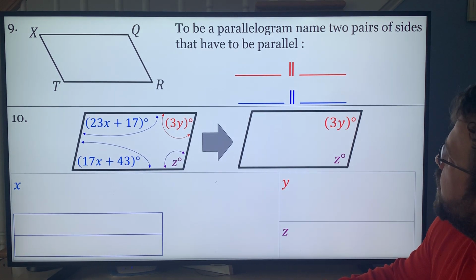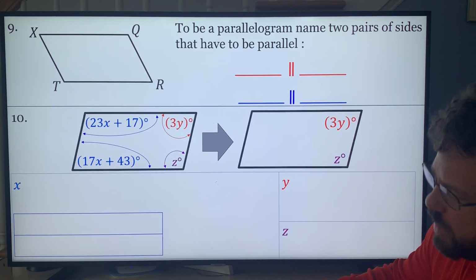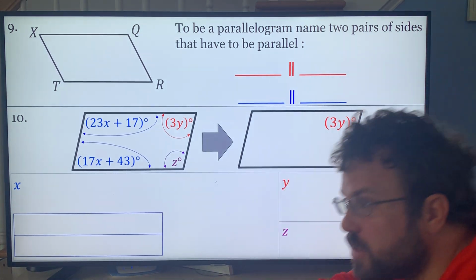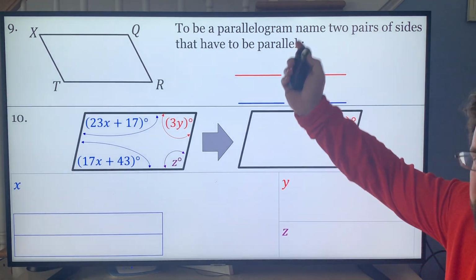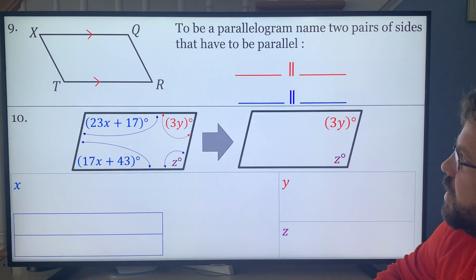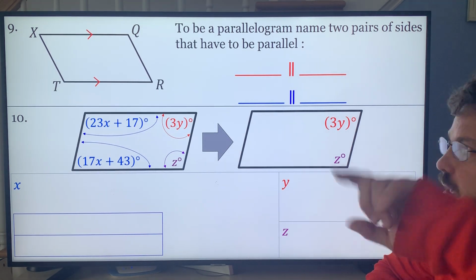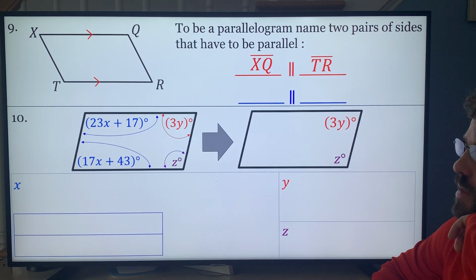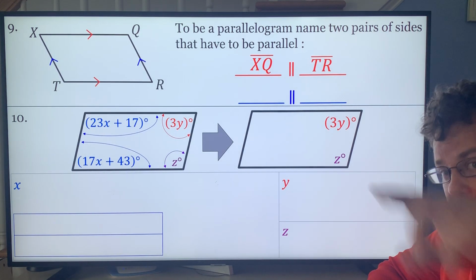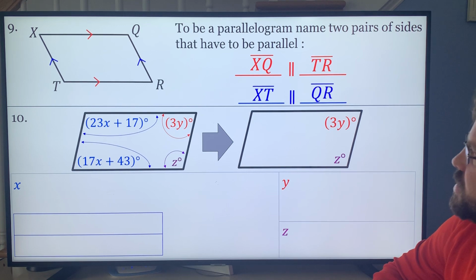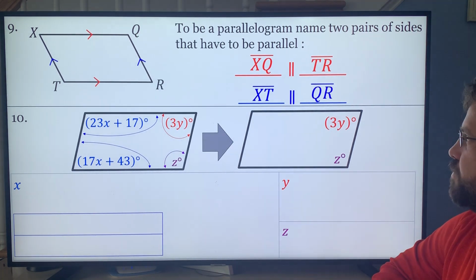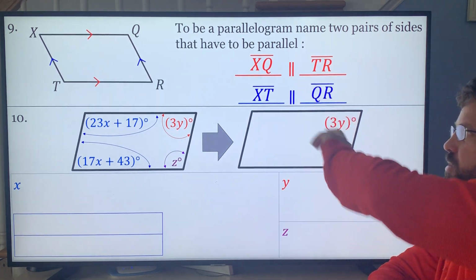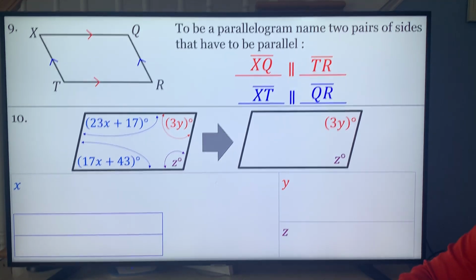Let's see, problem 9. To be a parallelogram, name two pairs of sides that have to be parallel. Two pairs means you're going to be naming 4 sides in all. First set is XQ and TR. Good. Second set is XT and QR. Very good. And if you switch the letters or the order, it's fine.